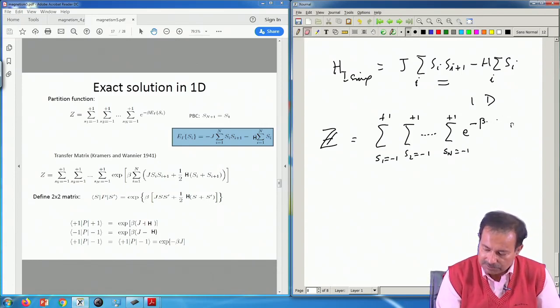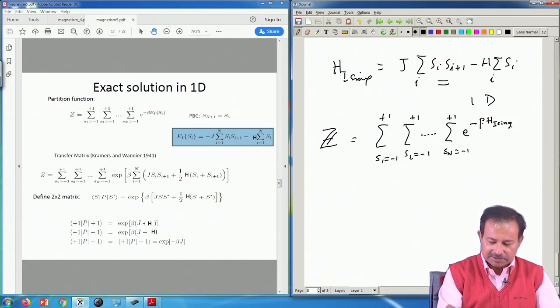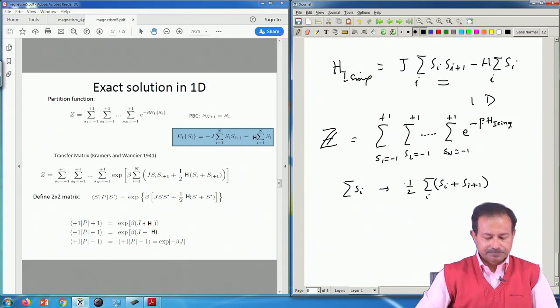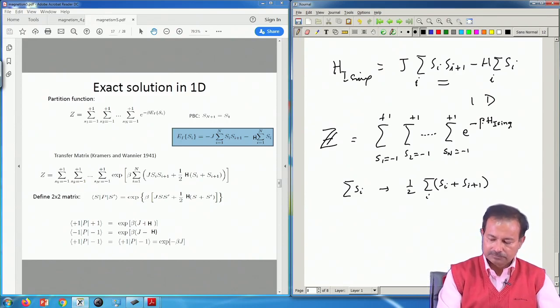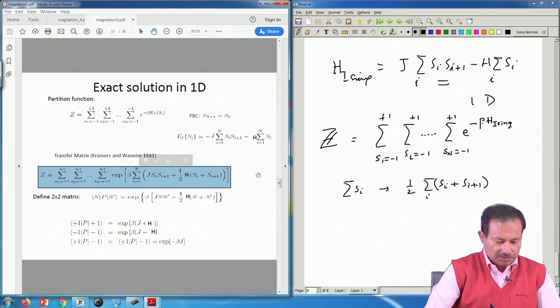This board is not very comfortable, but let me just try to make it simple. Write it again. So now this is what you are doing. Then you can recast this partition function as is done here. All you have done is that you have written the summation over s_i as half of s_i plus s_{i+1}, which means every spin is now summed twice, but i and i plus 1 are put together. So that is why the half comes. Okay, so that is exactly what has been done in this line. Now is the trick.